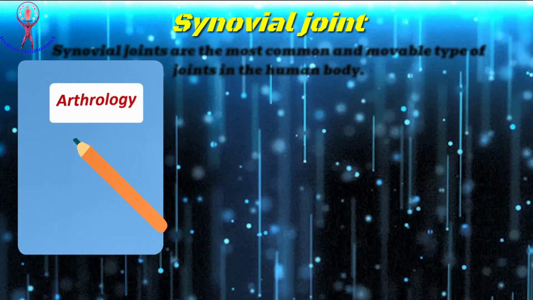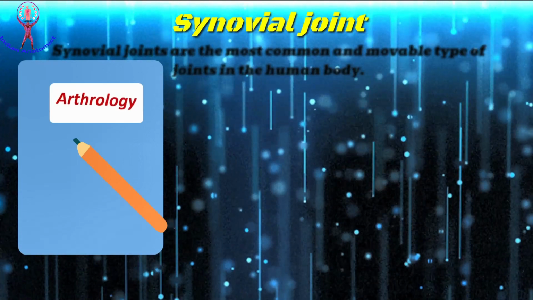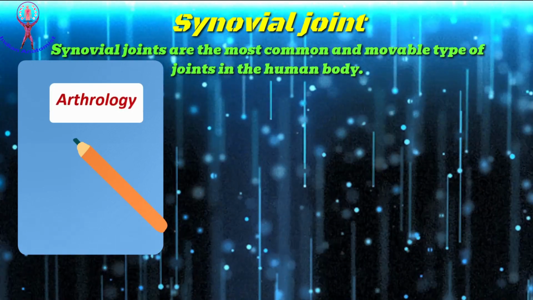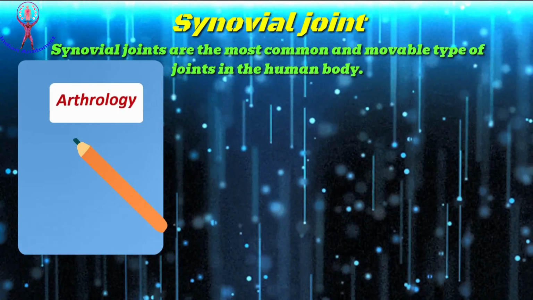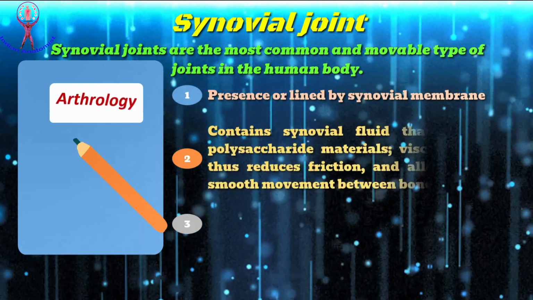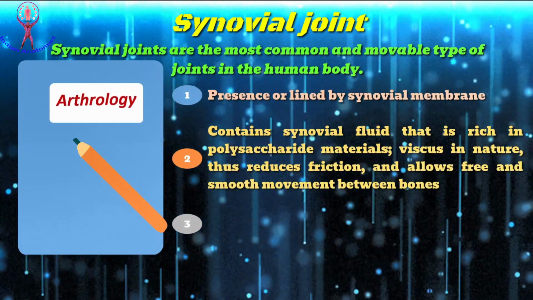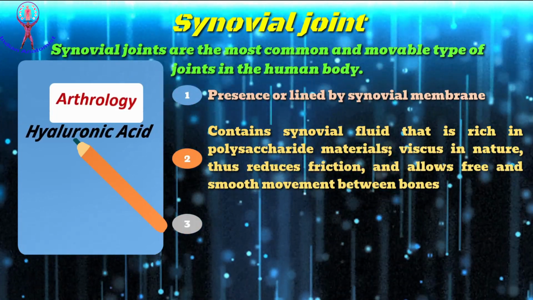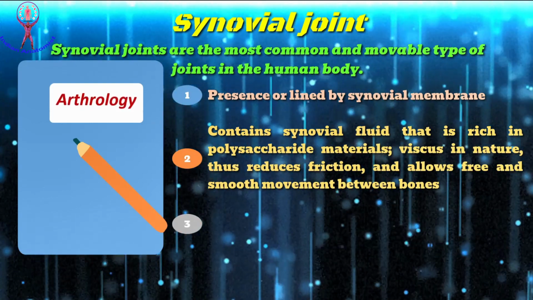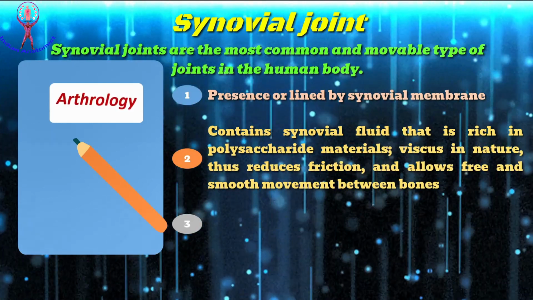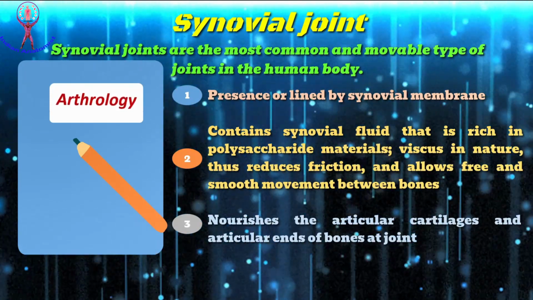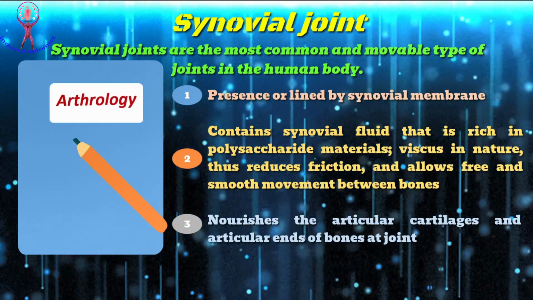Synovial joints are the last category in the structural classification of joints. Synovial joints are the most common and highly movable type of joints in the human body. These joints are lined by synovial membrane. It contains synovial fluid, rich in polysaccharide materials. Because of hyaluronic acid, the synovial fluid is viscous in nature, thus reduces the friction, and allows free and smooth movement between bones. This synovial fluid nourishes the articular cartilages and articular ends of bones at the joint.